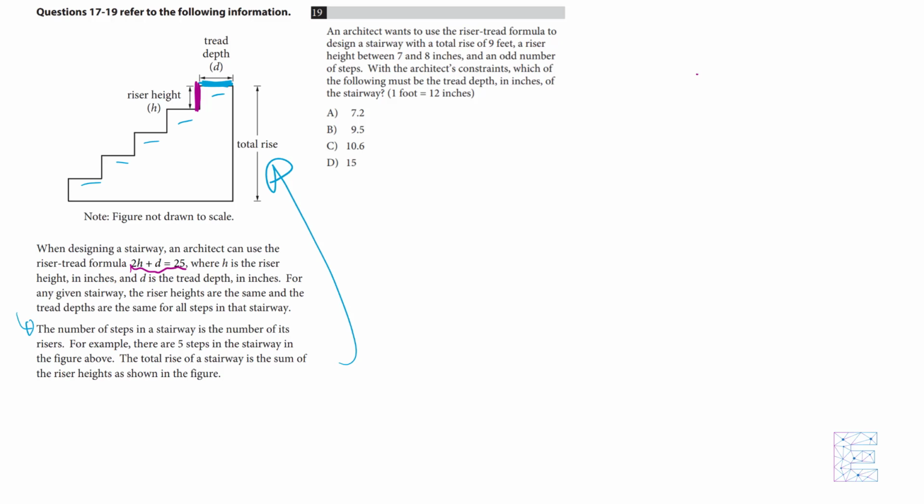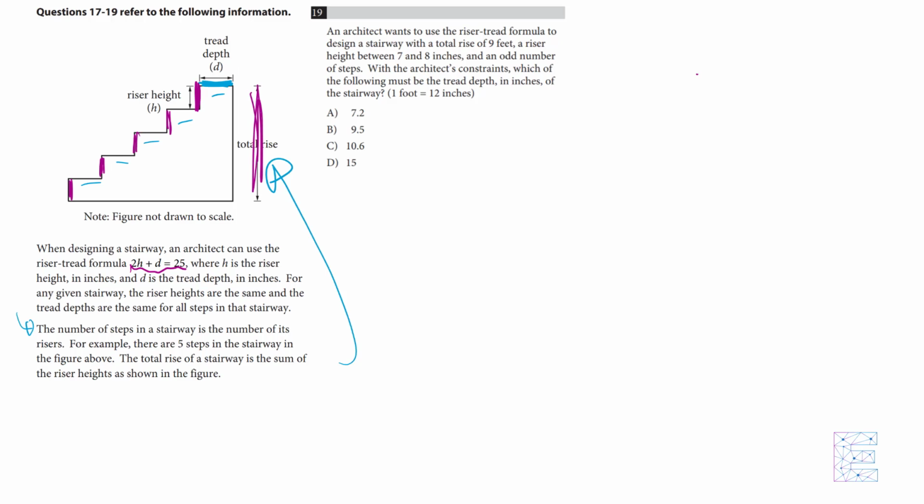Therefore, the total rise for the stairway is a sum of those riser heights. So the total rise, this one right here, is a sum of these purple lengths right there. So now on to the question.